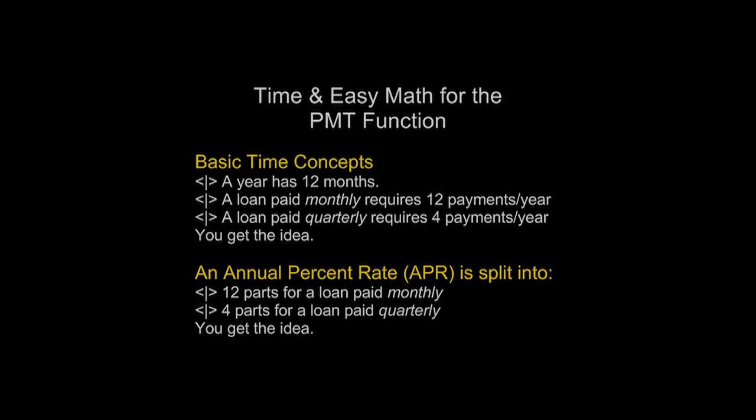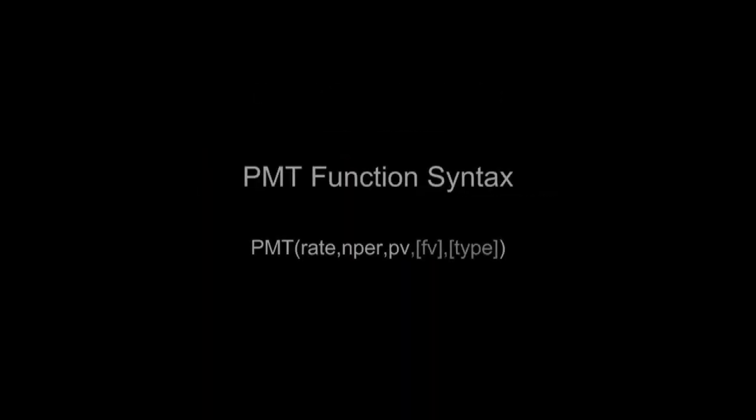The PMT function has 3 required arguments. There are also 2 optional arguments you can see in brackets, but we'll ignore them here. One PMT argument is the rate. The rate is not the APR. Instead, it's the APR divided by the number of periods in a year. It is the chunk of the annual percentage rate paid during each individual payment.